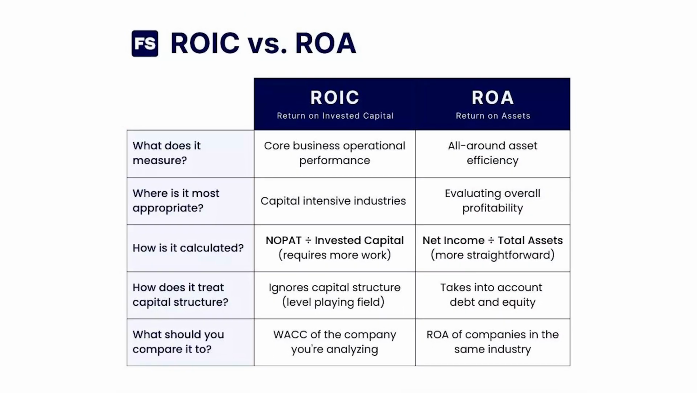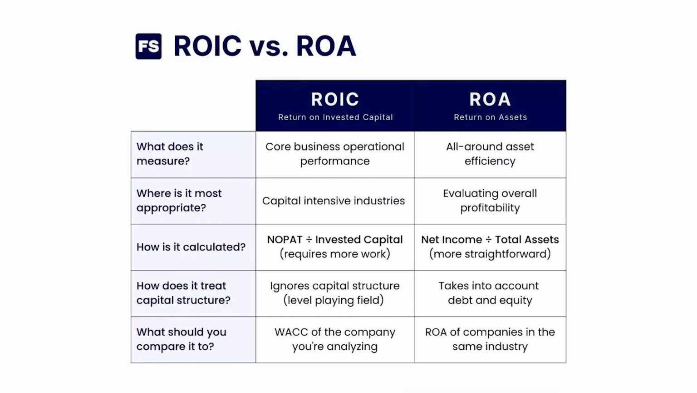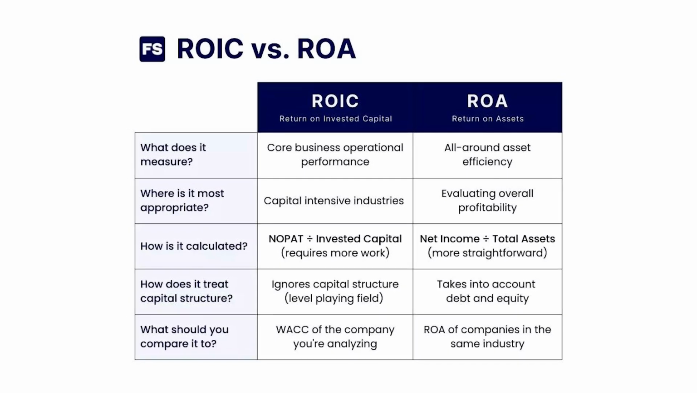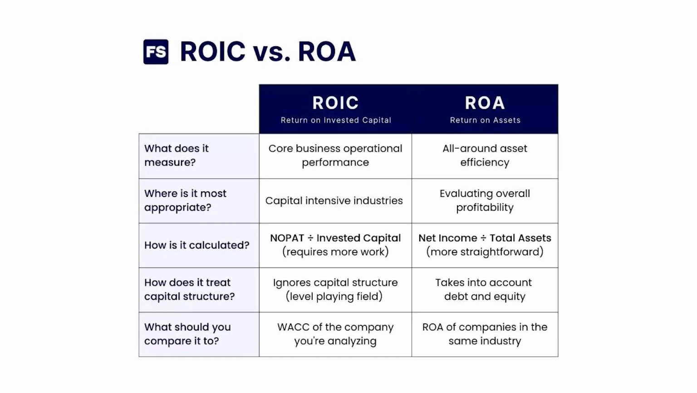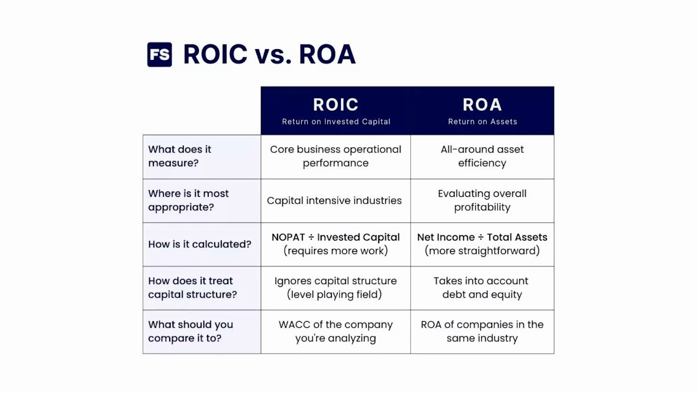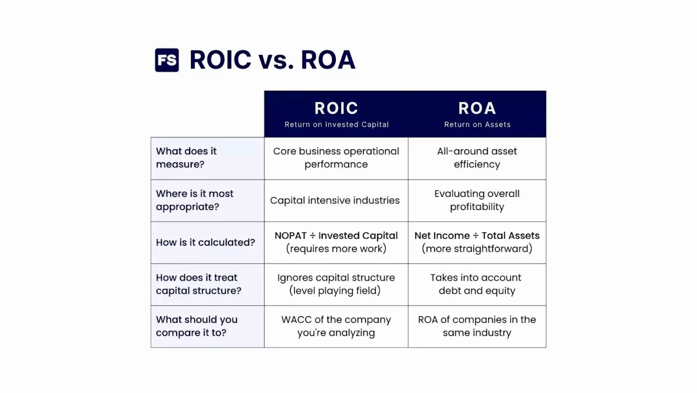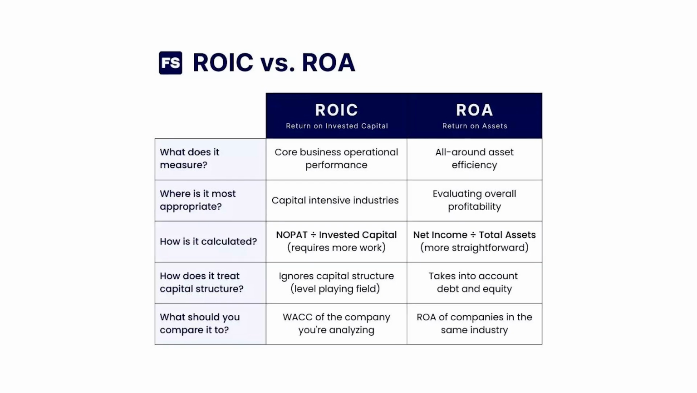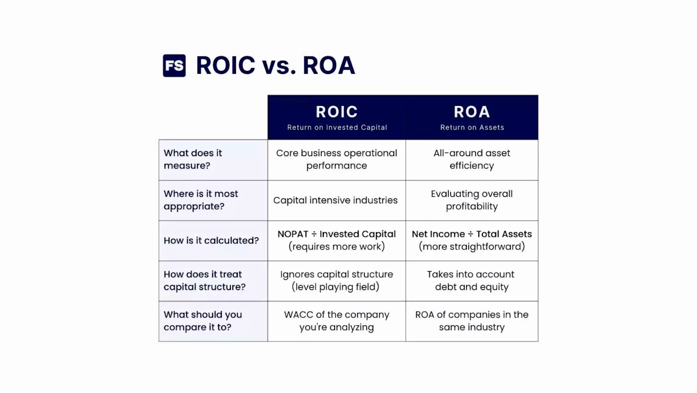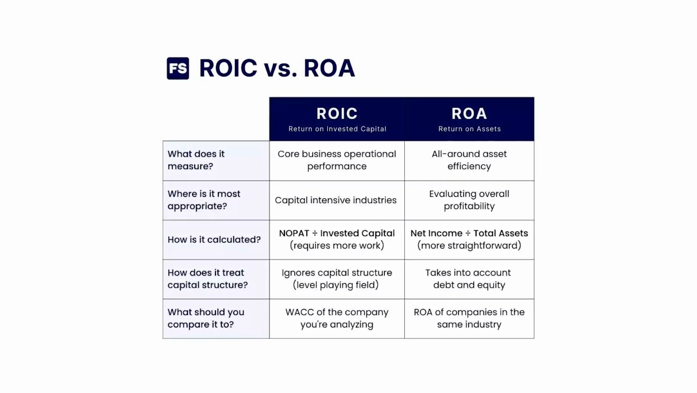ROIC versus ROA. ROA focuses on the company's assets, but it doesn't differentiate between assets funded by debt versus equity. ROIC provides a clearer picture of how well a company is using its total capital, making it a better metric for evaluating companies with different capital structures.